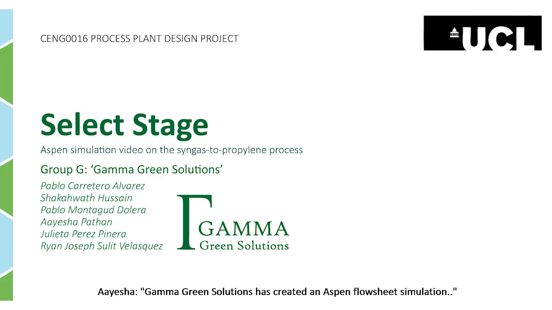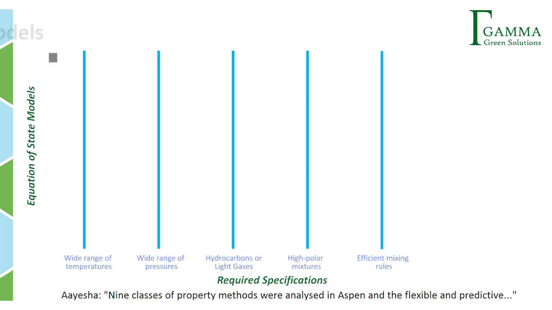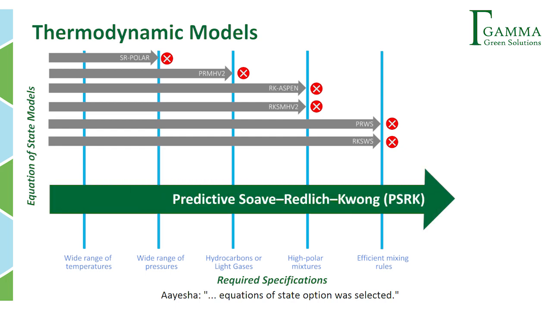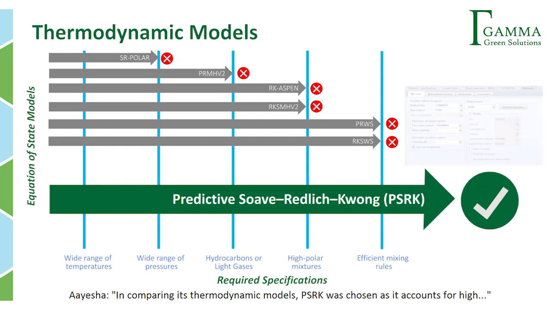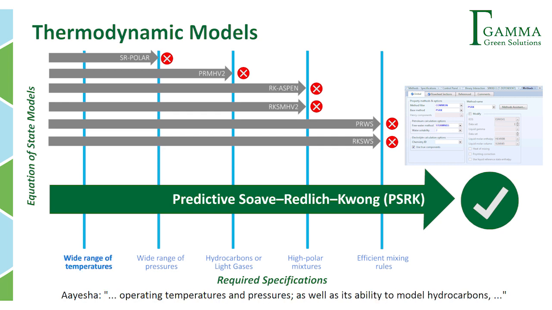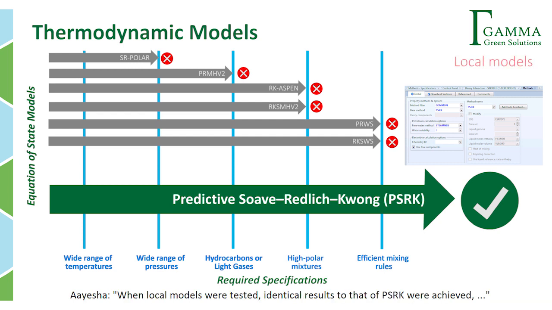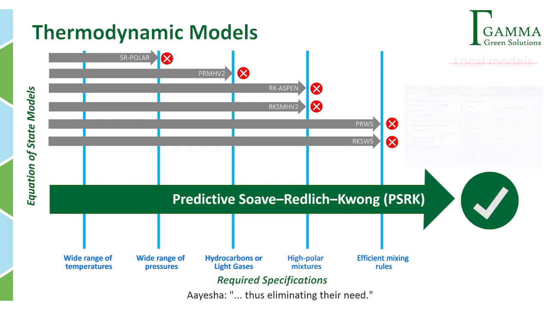Gamma Green Solutions has created an Aspen flowsheet simulation for the syngas-to-propylene process. Nine classes of property methods were analyzed in Aspen, and the flexible and predictive equations of state option was selected. In comparing its thermodynamic models, PSRK was chosen as it accounts for high operating temperatures and pressures, as well as its ability to model hydrocarbons, light gases such as hydrogen, and polar and non-polar molecules. When local models were tested, identical results to that of PSRK were achieved, thus eliminating their need.